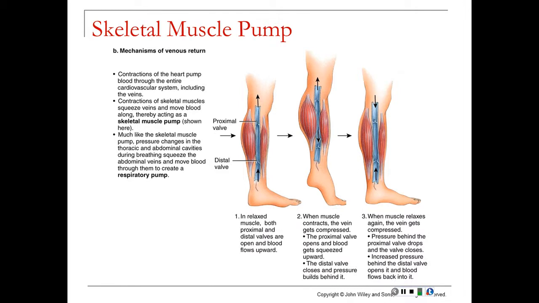When the muscle contracts, that vein gets compressed, so that proximal valve opens and the blood gets squeezed up. The distal valve is going to close, increasing the pressure behind it. And then when the muscle relaxes again, the vein gets compressed. The pressure behind that proximal valve drops, and the valve closes. Increased pressure behind the distal valve opens, and the blood flows back into it.